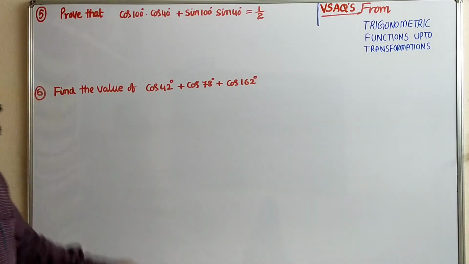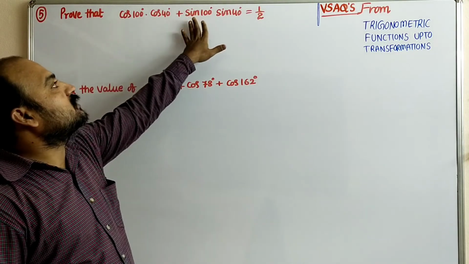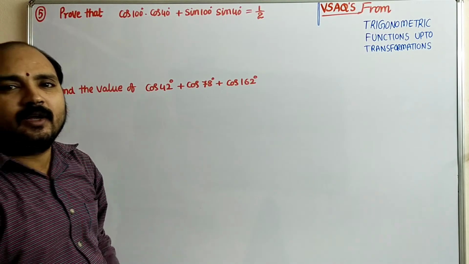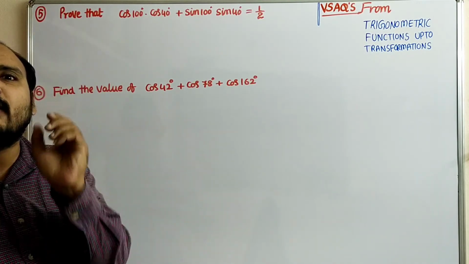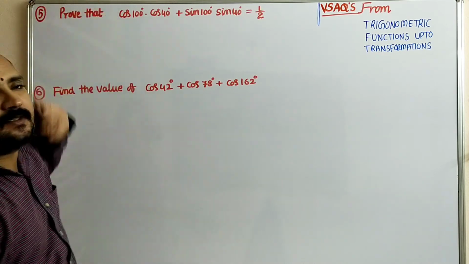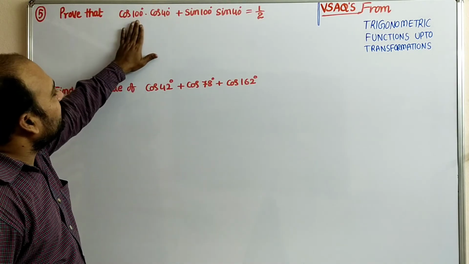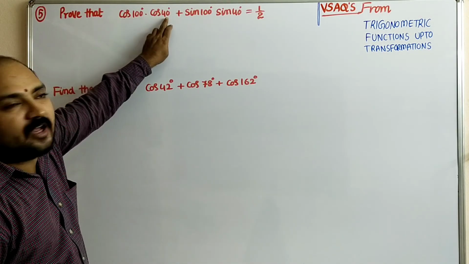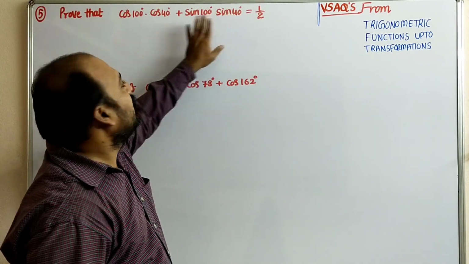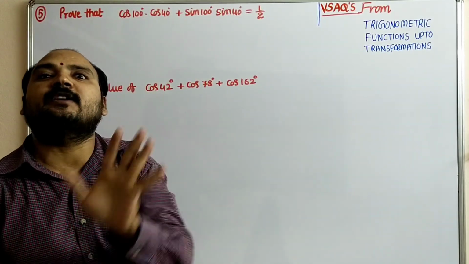The next question. Prove that cos 100 into cos 40 plus sin 100 into sin 40 equal to 1 by 2. This is the basic question. If you know the formula of cos of A minus B, you are going to get the answer. See here, observe the LHS. Cos 100 into cos 40, it is in the form of cos A cos B, A value 100, B value 40. Sin A sin B, A value 100, B value 40. Cos A cos B plus sin A sin B is the formula for cos of A minus B.